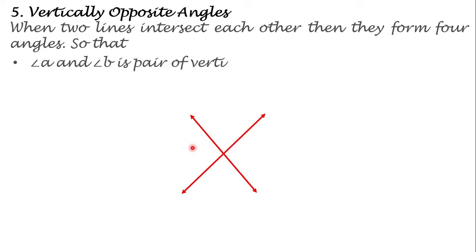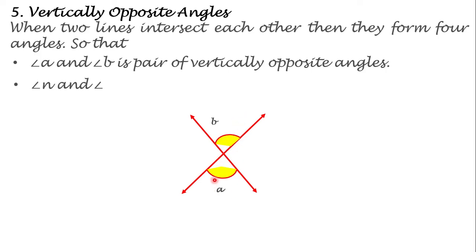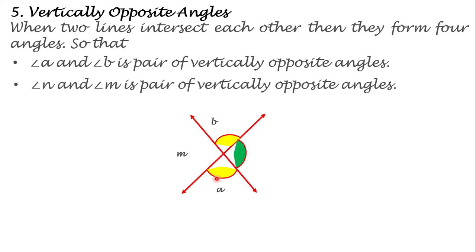What are these angles? A and B is a pair of vertically opposite angles. What is A and B? This is A and this is B. These two are vertically opposite angles. M and N is a pair of vertically opposite angles. See, this is N and this is M. Okay, M and N. These are also vertically opposite angles.